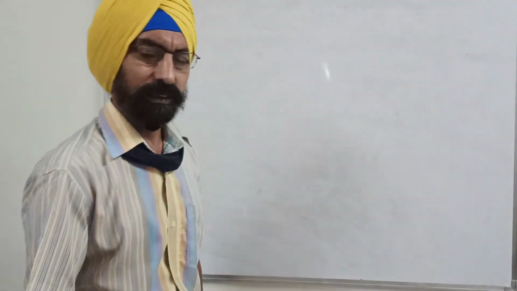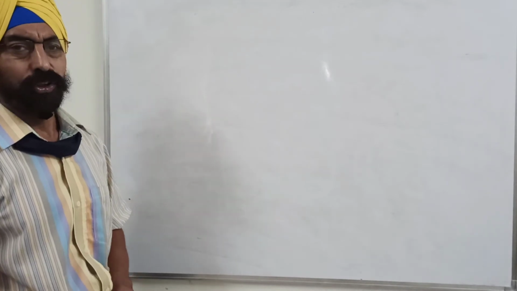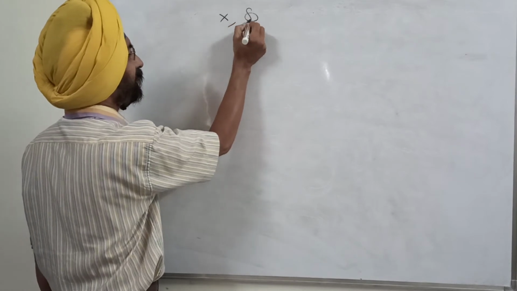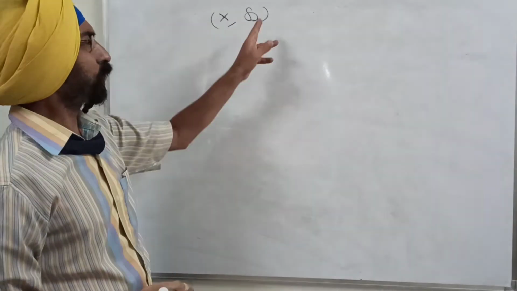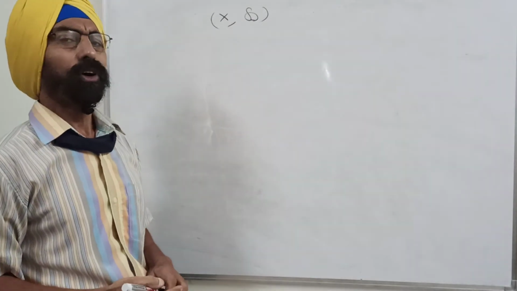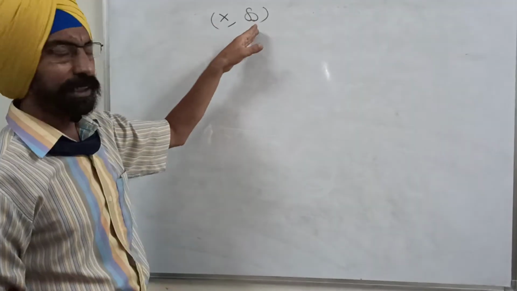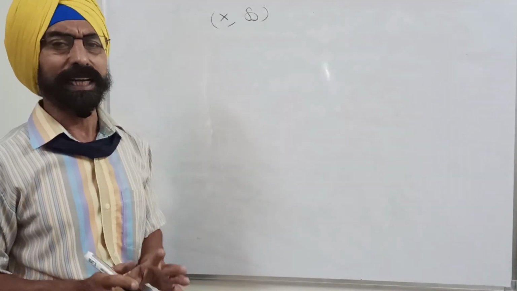So the first example which comes to our mind is the discrete topological space. So here is X and here is the discrete topology, and you know what the discrete topology is. Discrete topology means the collection of all possible subsets of X. So that means in discrete topology every subset of X is an open set.